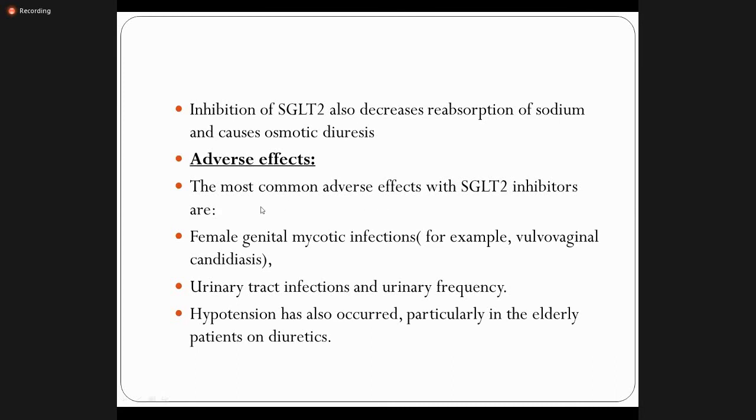So adverse effects, the most common adverse effects with sodium glucose transporter 2 inhibitors are female genital mycotic infections, for example, vulvovaginal candidiasis, urinary tract infection, and urinary frequency in both male and female. Hypotension has also occurred, right? Particularly in the elderly patient on diuretics.